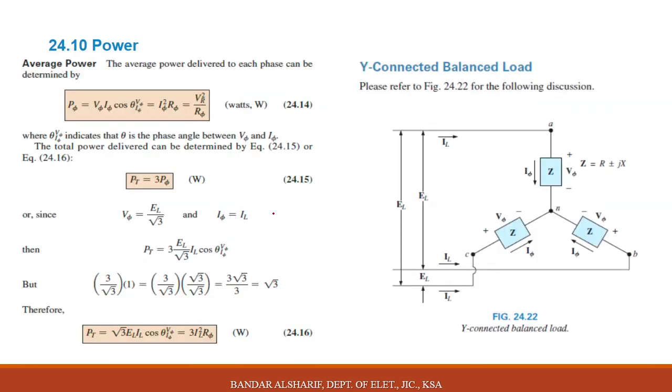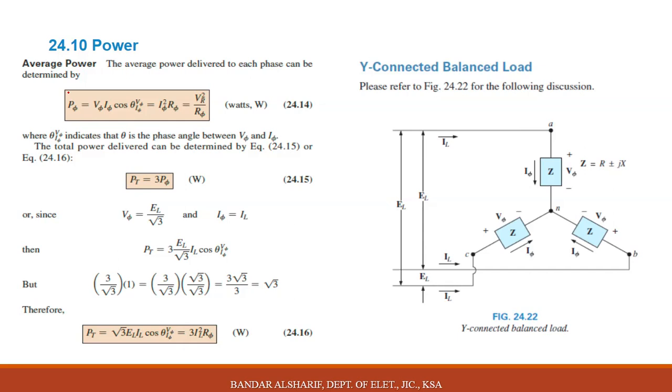Okay, now we will talk about the power section, which is the last section in this chapter. We will learn here about active power, which is average power, reactive power, and apparent power for Y connection and delta connection. In the beginning, we know that the active power or average power is consumed in the resistor. Put this in your mind, always the active power is consumed in the resistor.